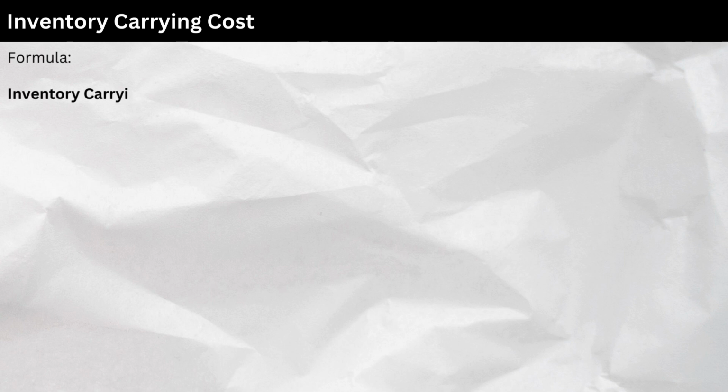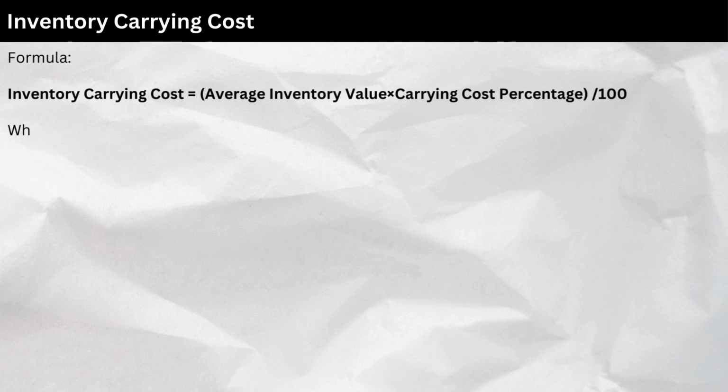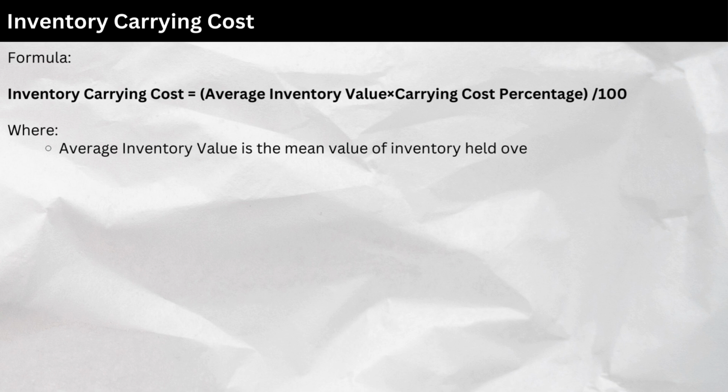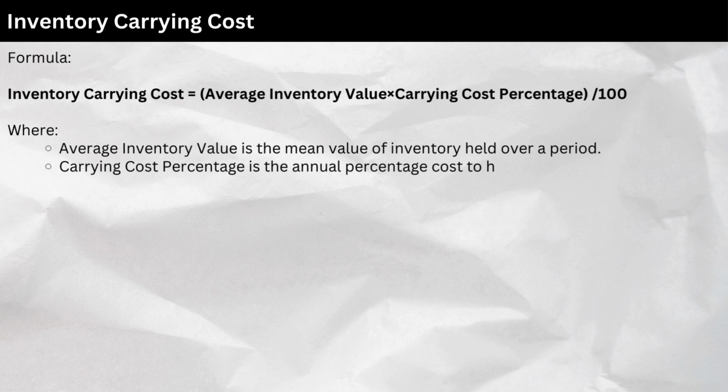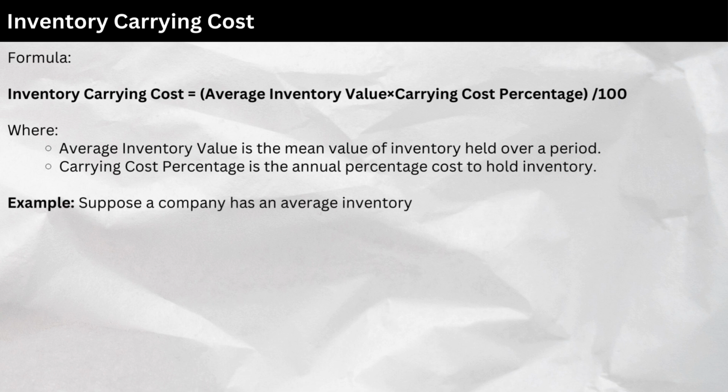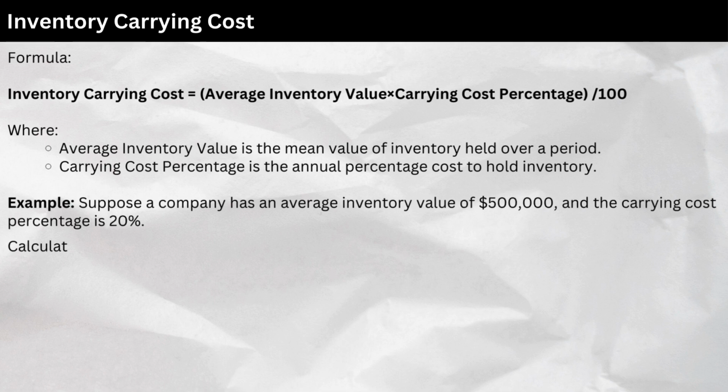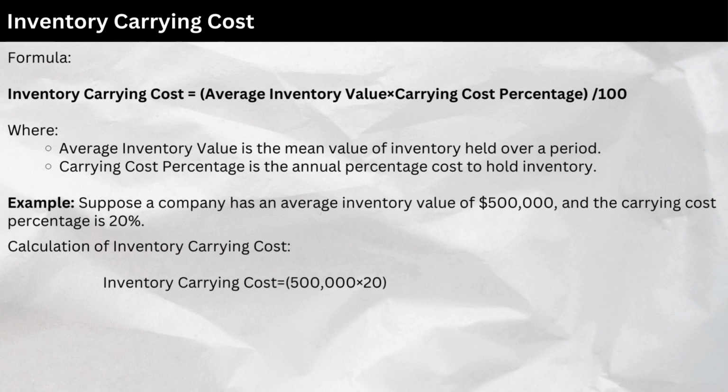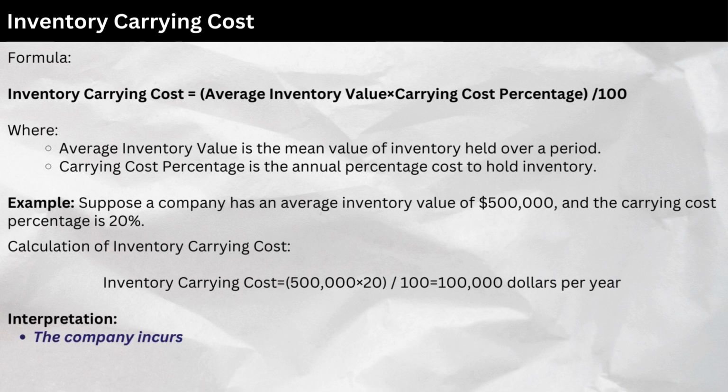Formula. Below is the formula for inventory carrying cost. Where average inventory value is the mean value of inventory held over a period. Carrying cost percentage is the annual percentage cost to hold inventory. Example. Suppose a company has an average inventory value of $500,000, and the carrying cost percentage is 20%. Calculation of inventory carrying cost. Inventory carrying cost equals 500,000 times 20/100 equals $100,000 per year.